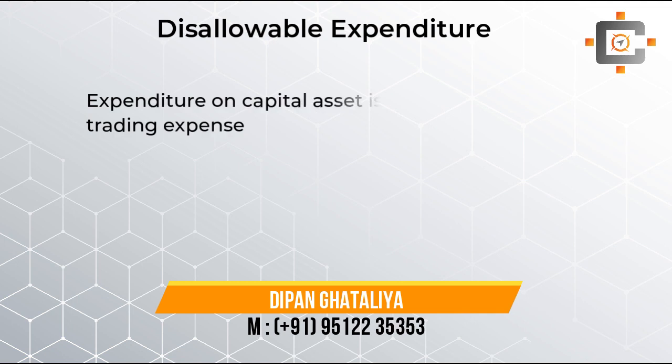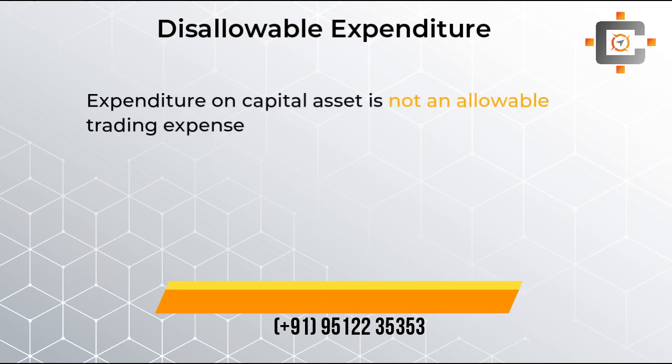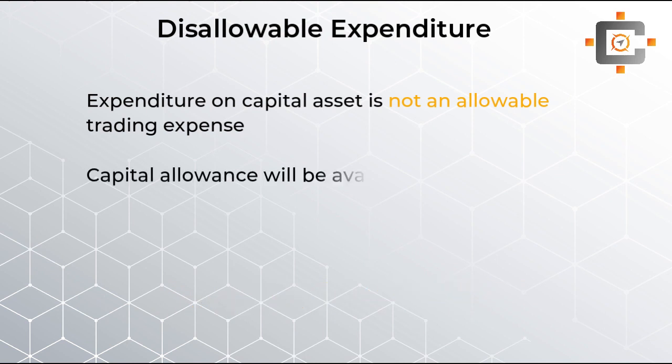Okay, then students, the fifth one is the capital expenditure. If we are following, specifically, the accrual basis, then it's very obvious that capital expenditure is not an allowable deduction. Obviously, students, but don't worry, you are going to get the capital allowance deduction if you are following the accrual method of accounting basis, right?